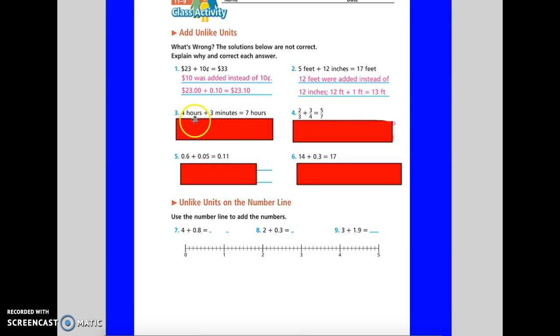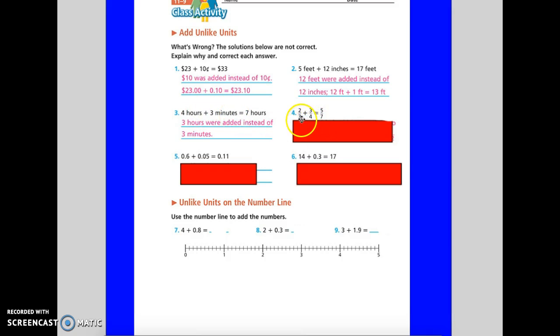How about this one? 4 hours plus 3 minutes equals 7 hours. That's kind of silly, right? Because we can't add 3 hours. They pretended that these 3 minutes were really 3 hours instead of 3 minutes. So if we actually added this, we'd have 4 hours and 3 minutes.